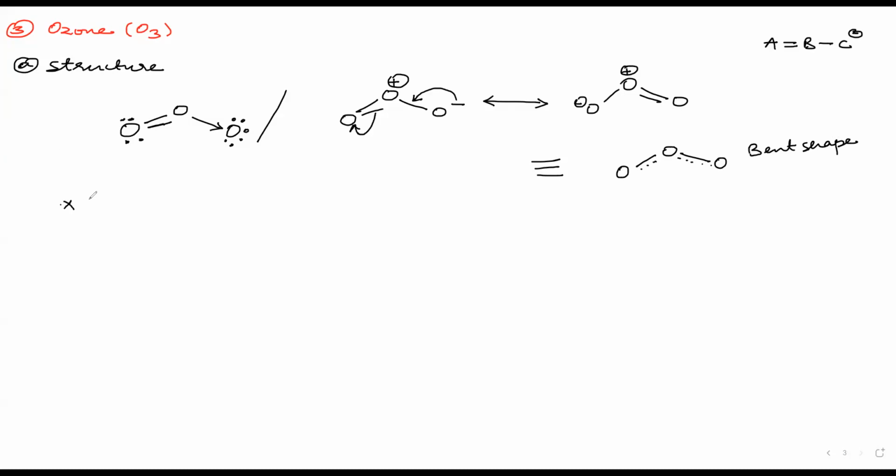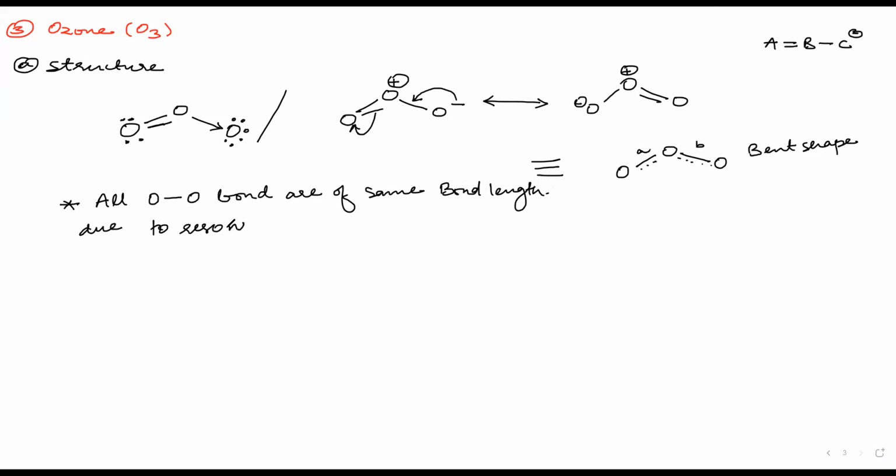Also write one point. Since there is a resonating structure and resonance hybrid structure here, this bond length A and this bond length B are all the same. So all O-O bonds are of the same bond length. Due to what? Due to resonance. Okay, so structure is done.